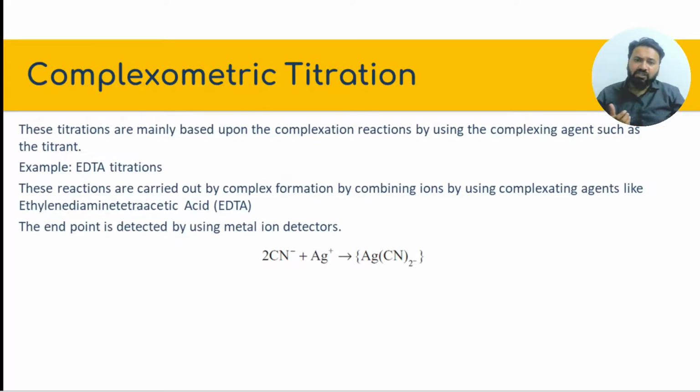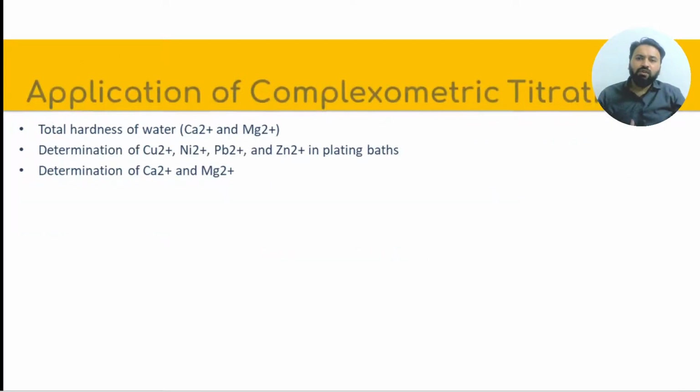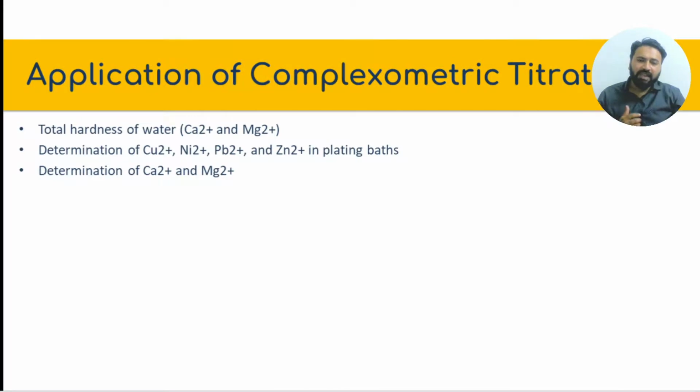Now what is the application part? See, this is one of the examples in which cyanide plus silver makes a silver cyanide complex. Now the application of complexometric titration: it is used for determining the hardness of water in terms of calcium and magnesium. Also the determination of copper, nickel, lead, zinc in the plating bath, and also the determination of calcium and magnesium.